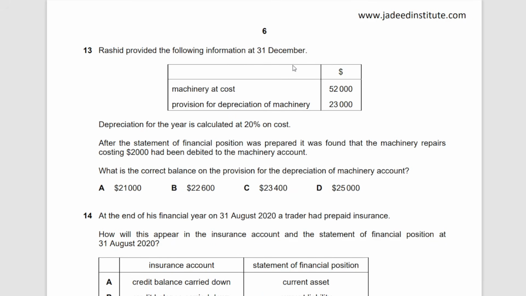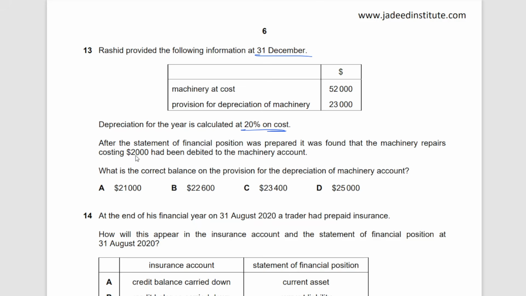Rashid provided the following information at 31st December. Machinery at cost, provision for depreciation. That's 31st December. We do not know the year. Depreciation for the year is calculated at 20% on the cost. It's a straight line method. After the statement of financial position was prepared, it was found that machinery repairs costing 2,000 had been debited to machinery account. What was the correct balance on provision for depreciation of machinery?